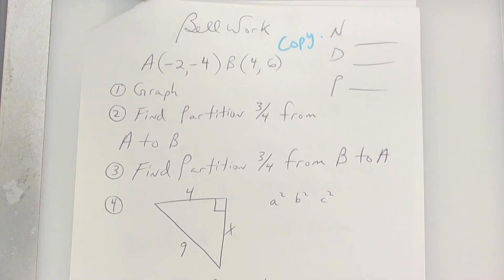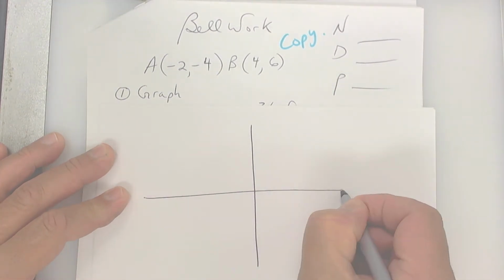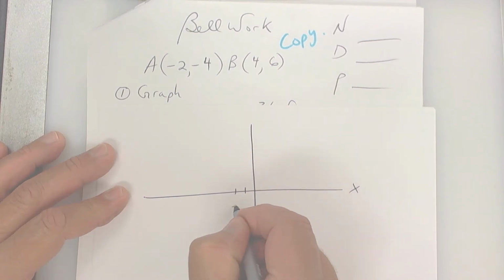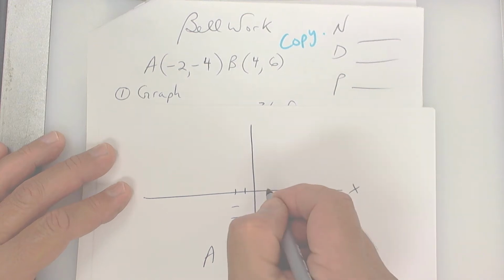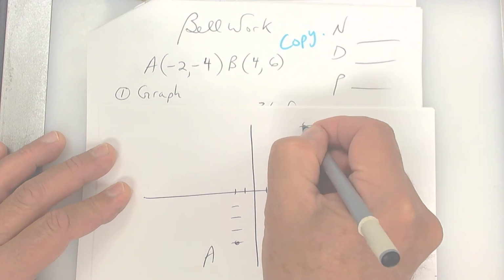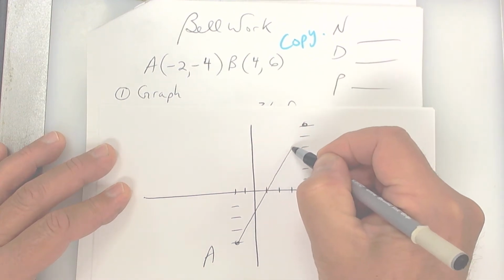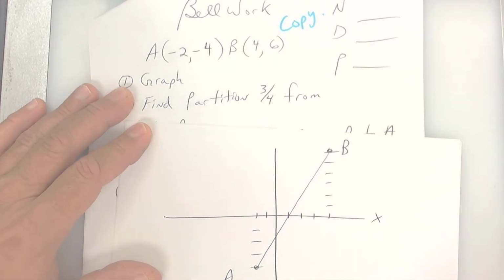Let's talk about geometry. All right, let's take a look here at geometry. Well, to do this one, it says graph. Okay, so let's graph it first. So this is a negative 2, down 4. Put a dot. This one is over 4, up, and then draw your segment. Okay, so we graphed it. This is A, this is B.